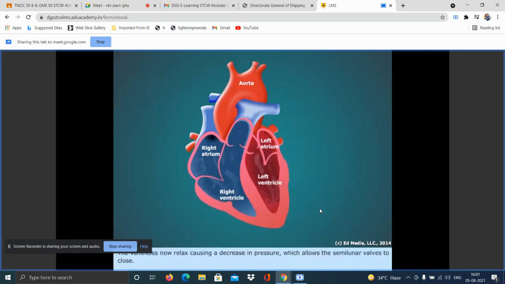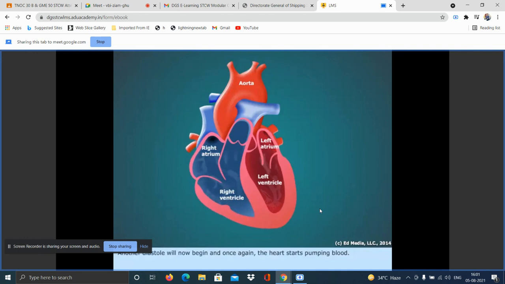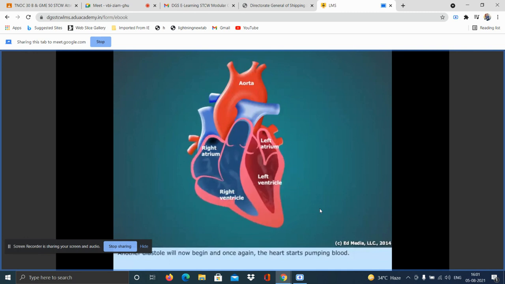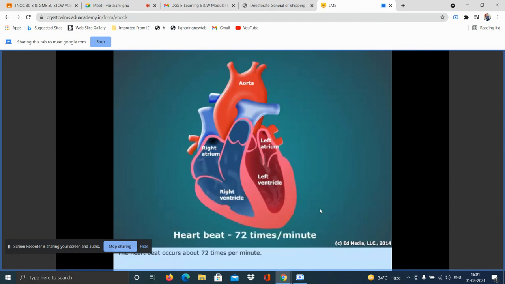The ventricles now relax, causing a decrease in pressure, which allows the semilunar valves to close. Another diastole will now begin, and once again, the heart starts pumping blood. The heartbeat occurs about 72 times per minute.